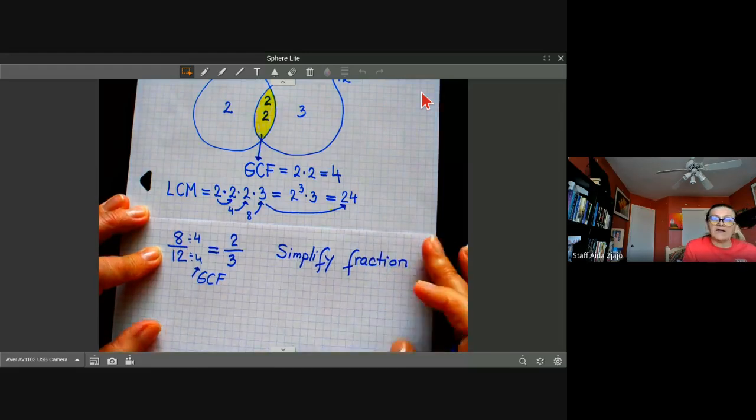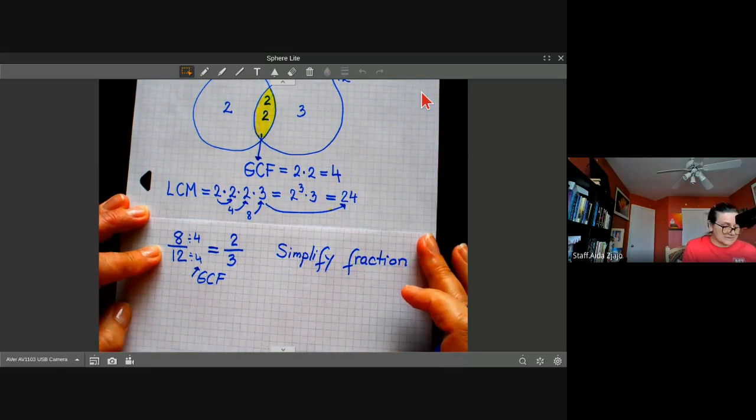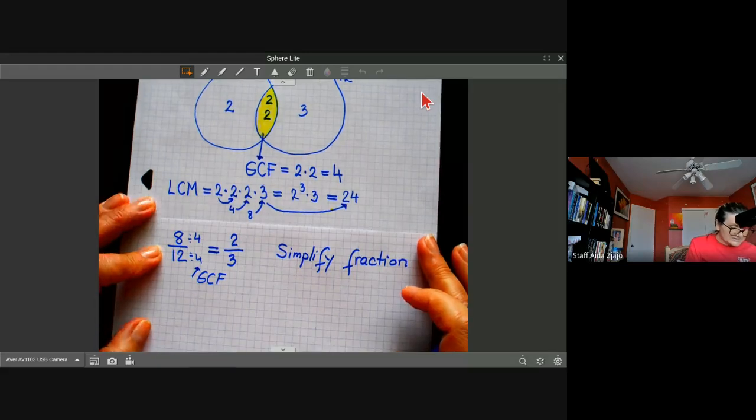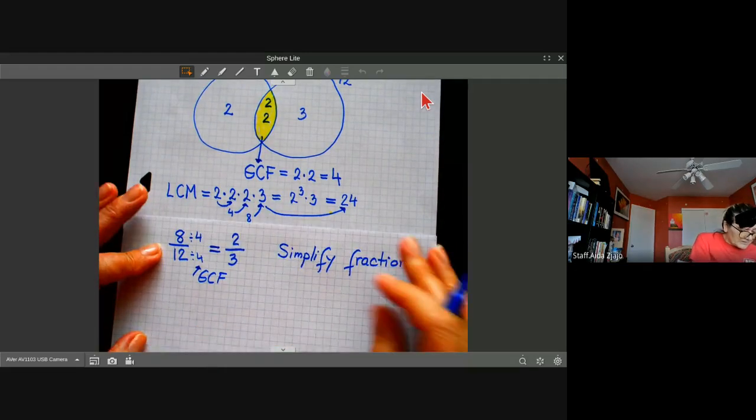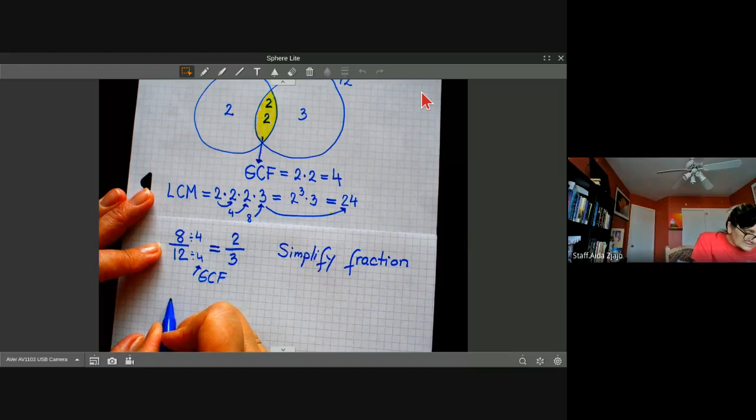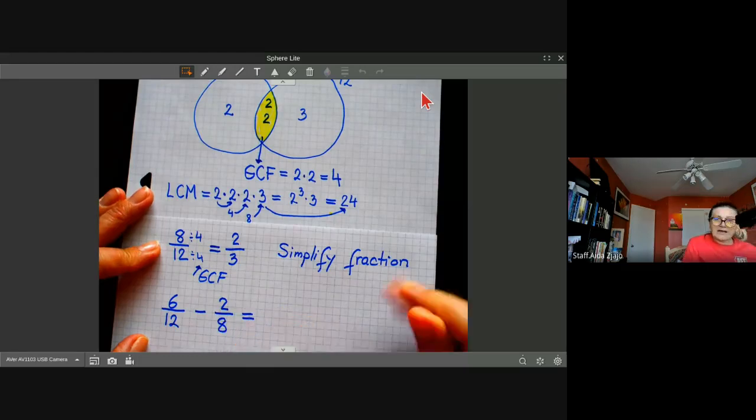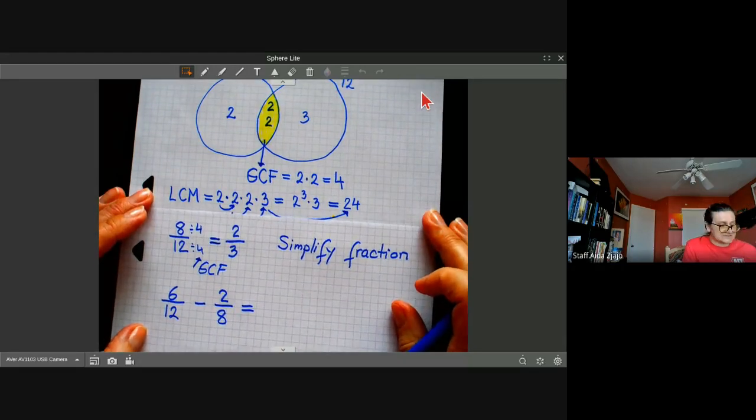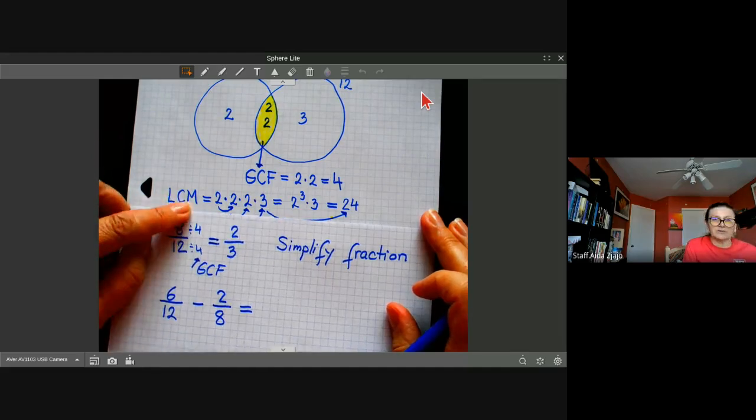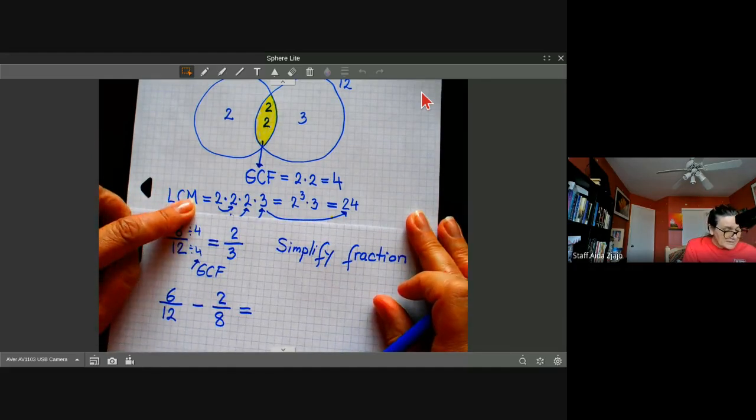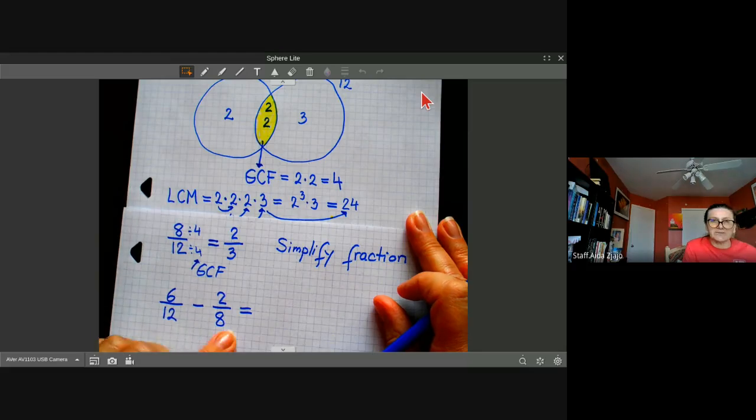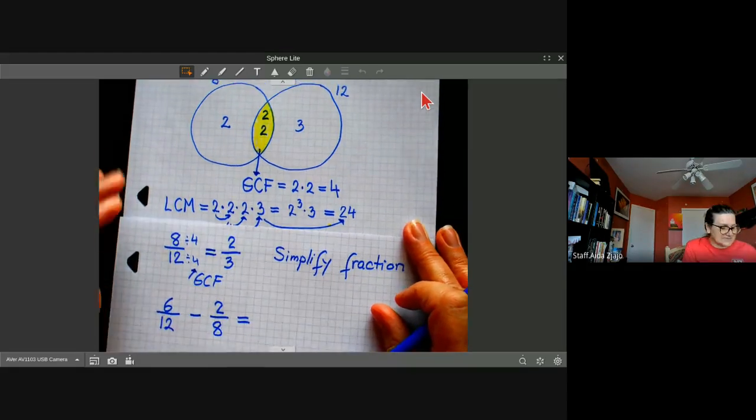Okay. Now, if I have to add or subtract the numbers, I can also see, like if I have, let's see, 6 twelfths, and I need to subtract from there 2 eighths, I can use this least common multiple. In the fractions, we call it least common denominator. But you know that that is actually the least common multiple.